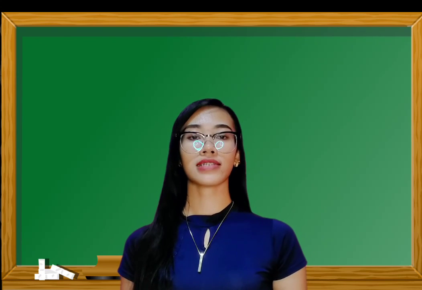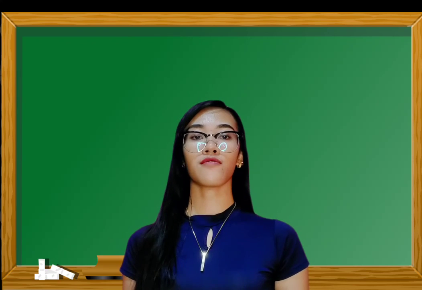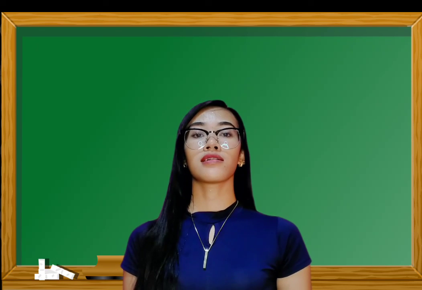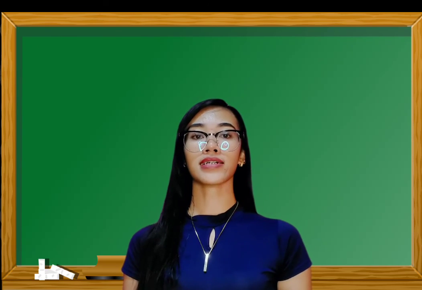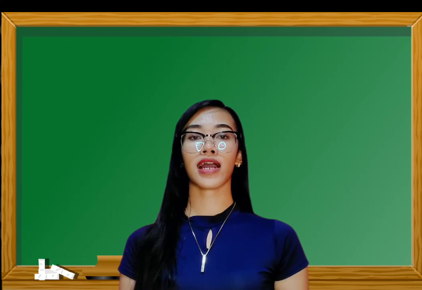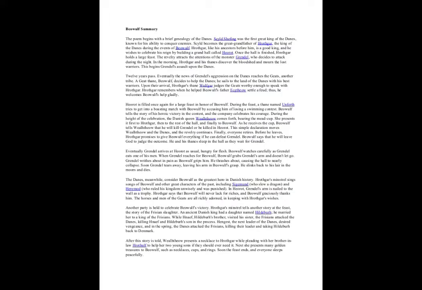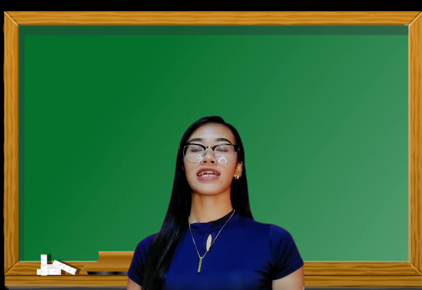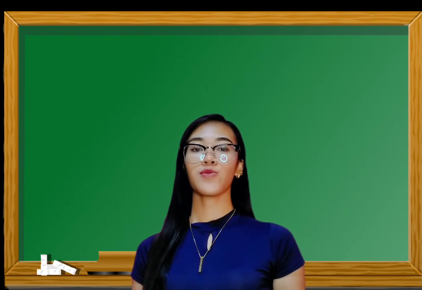Now for your assignment, read the story Beowulf and make a plot. Label its introduction, rising action, climax, falling action, and denouement. Okay, thank you, class. Let's call it a day. You are dismissed.